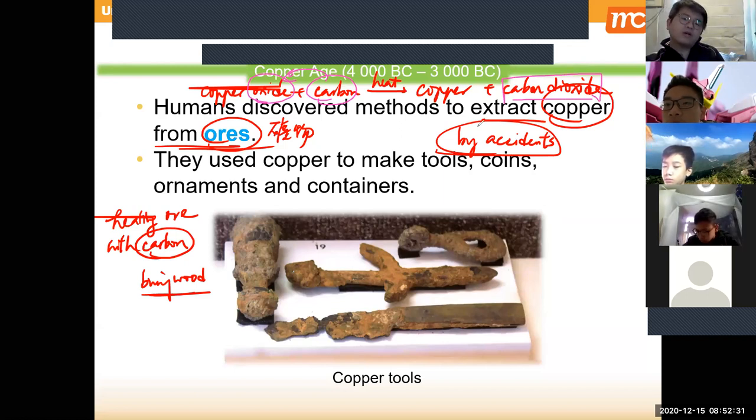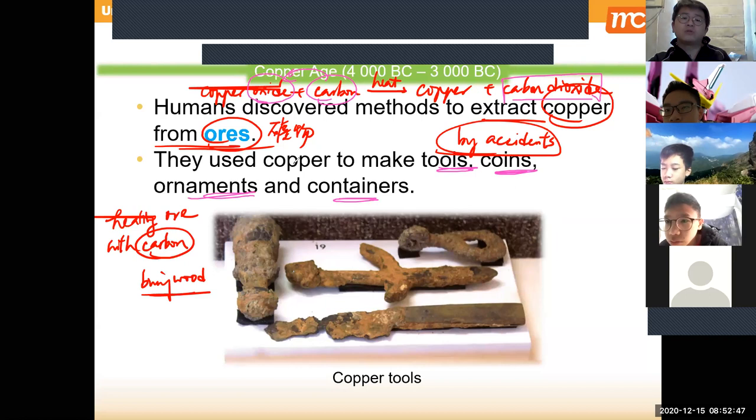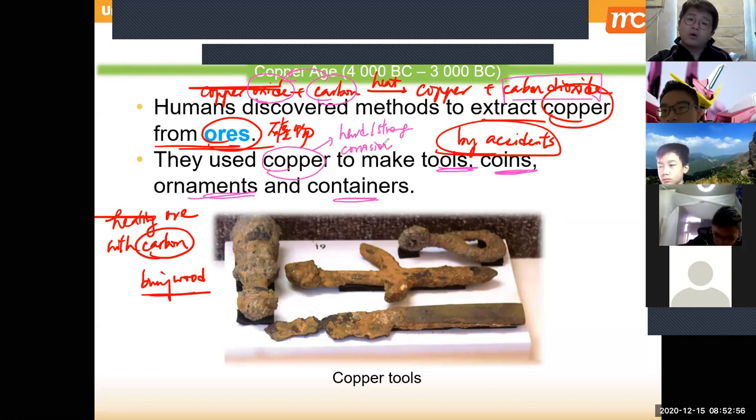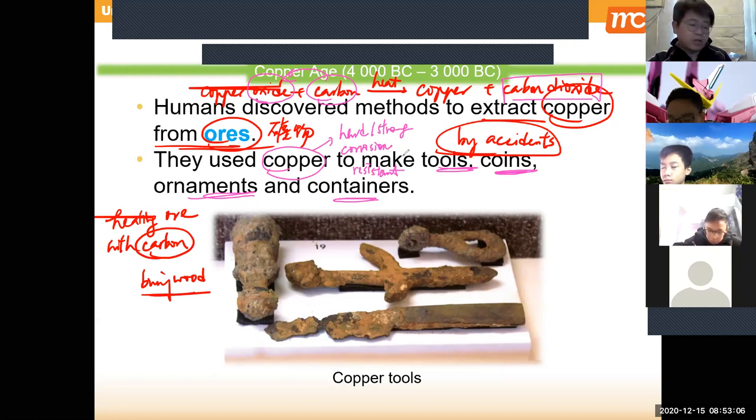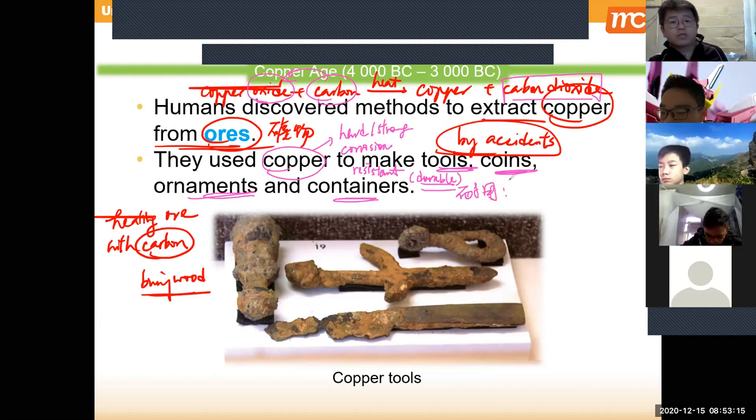Afterwards, they found that copper could be made into tools, coins, ornaments and containers. At that time, civilization started to trade materials and to use the concept of money. They used it because it is quite hard and strong. They also found that it is quite durable. We call that corrosion resistant. Could you please mark it down? Corrosion resistant, so what is the hidden message? It is said to be durable. They can be used for some time.